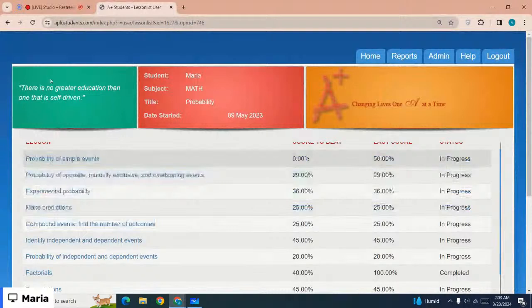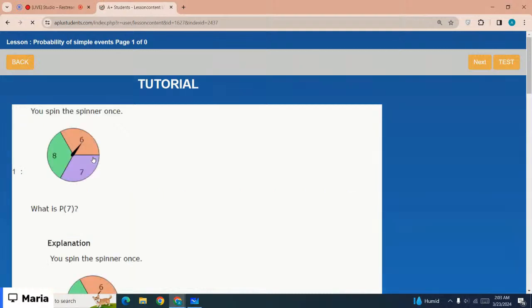So here I am on grade 7 math. The chapter we are on right now is probability. Let's just start with the first lesson, that is probability of simple events. Okay, you spin the spinner once. What is the probability of 7, right?